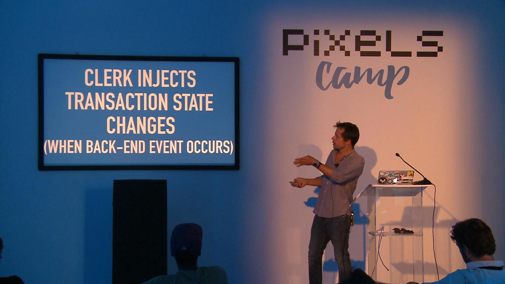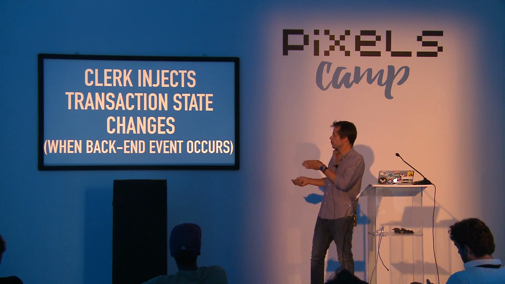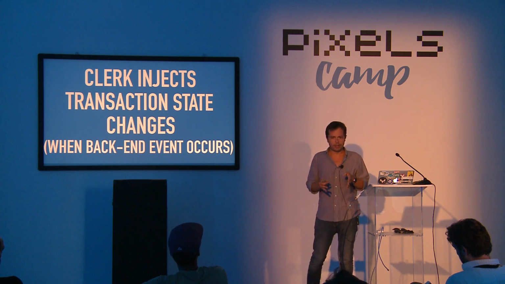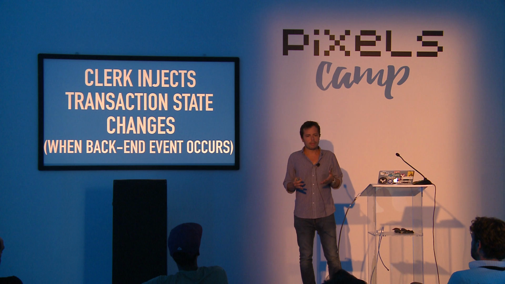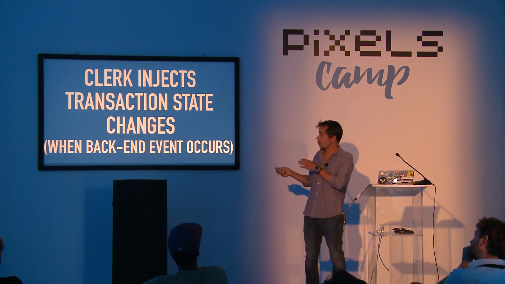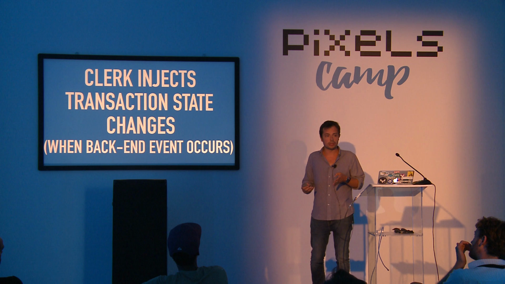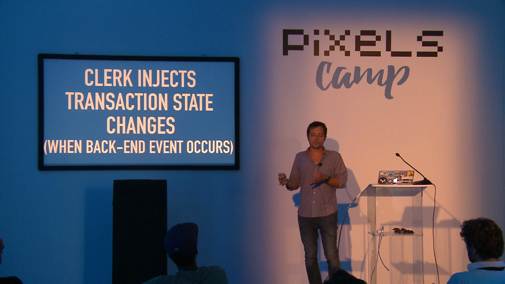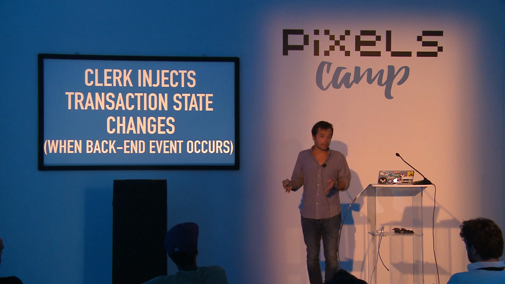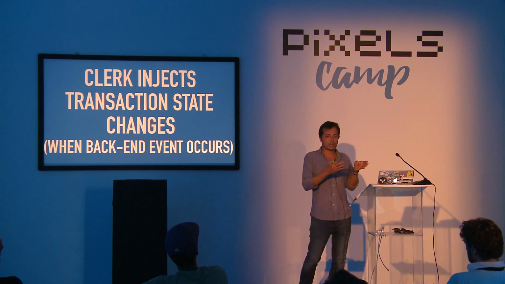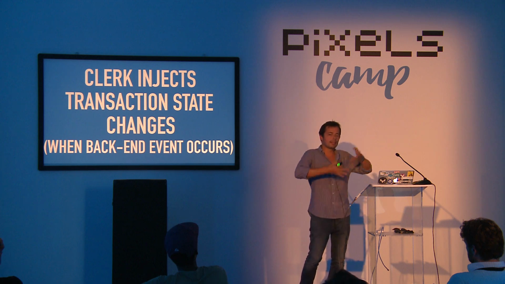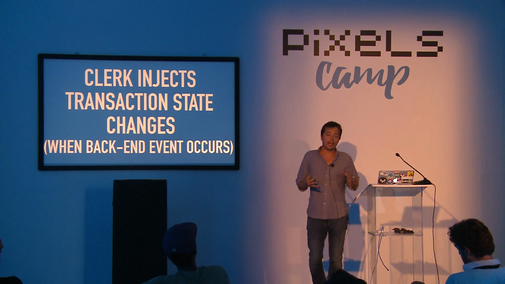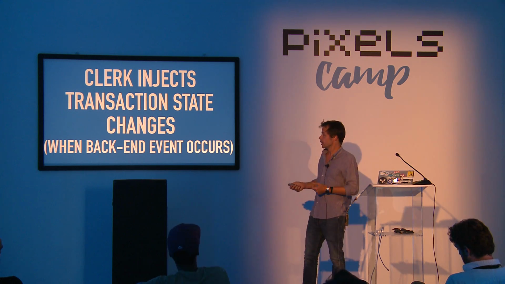So yeah, the CLERK injects transaction changes when backend events occur. So the CLERK has the opportunity to listen to backend events. For instance, listen on a message queue for events, and perform changes on the state of the transaction. For instance, you can listen to events like, has the ride been cancelled? And if so, you can update the transaction document with that state, and then the client application will get that new state and render the transaction appropriately.